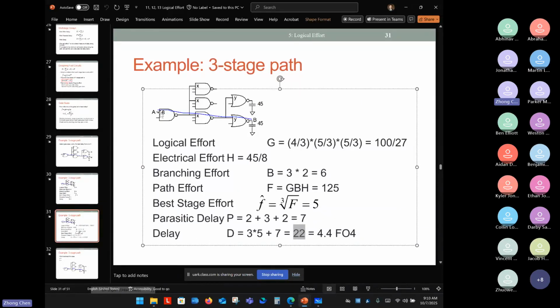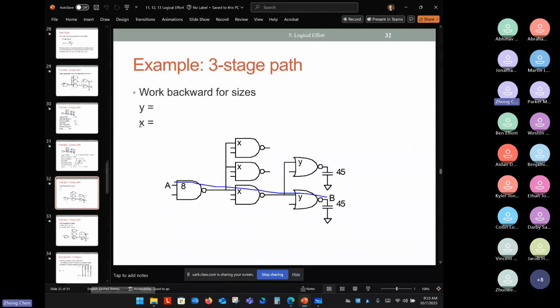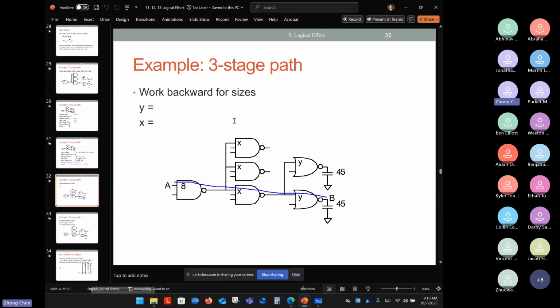In addition to that, we also discussed, if I know the minimum delay time from this schematic, how can we determine the sizes of x and y to achieve this delay? That is another question. How can we calculate that? We can back-calculate the size. For example, we can start to calculate on the third stage, the last stage. Why do we want to do that?